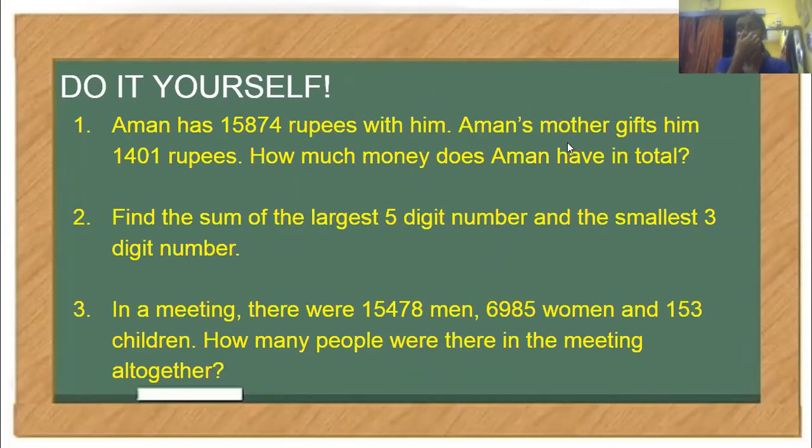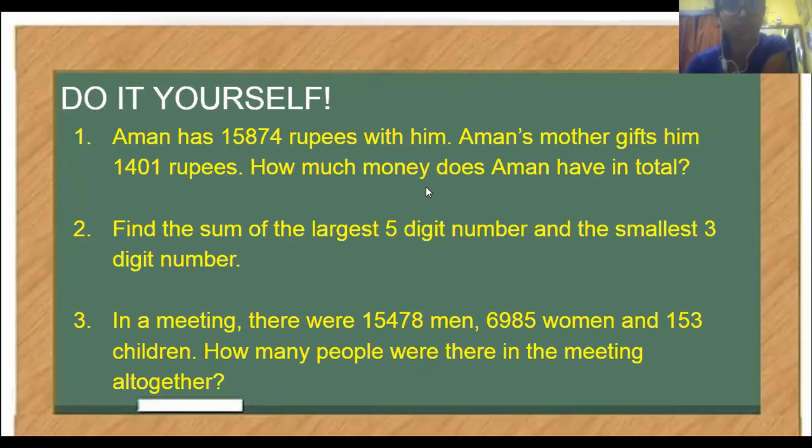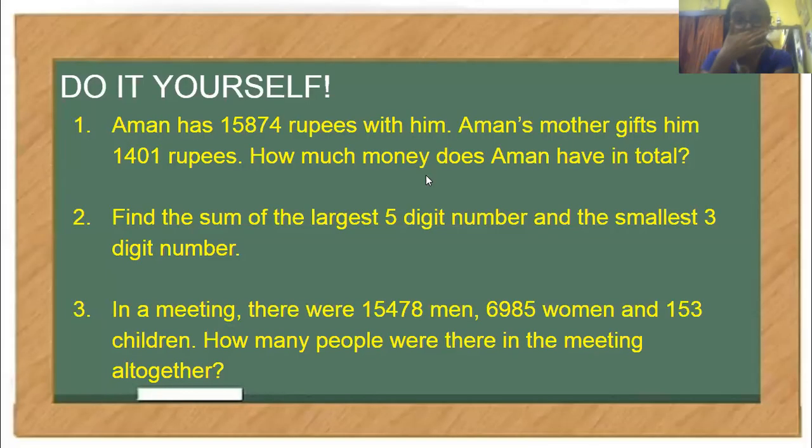And these are the questions that you have to do on your own in notebook. So after you finish these questions and send me a picture, Didi will give you a worksheet. I'm going to read these questions for you. Aman has 15,874 rupees with him. Sorry, Aman के पास कितने रुपए है? 15,874. Aman's mother gifts him 1,401 rupees. Remember to write place values here. How much money does Aman have in total? Aman के पास total कितने पैसे हैं?